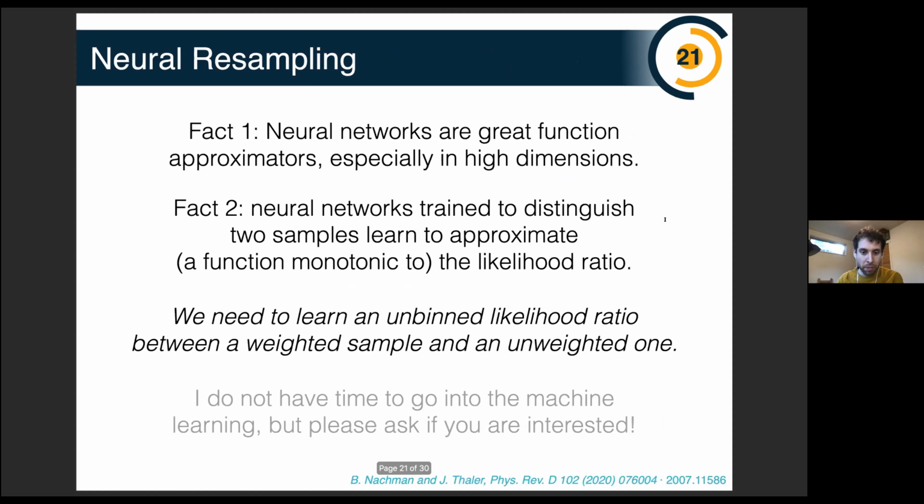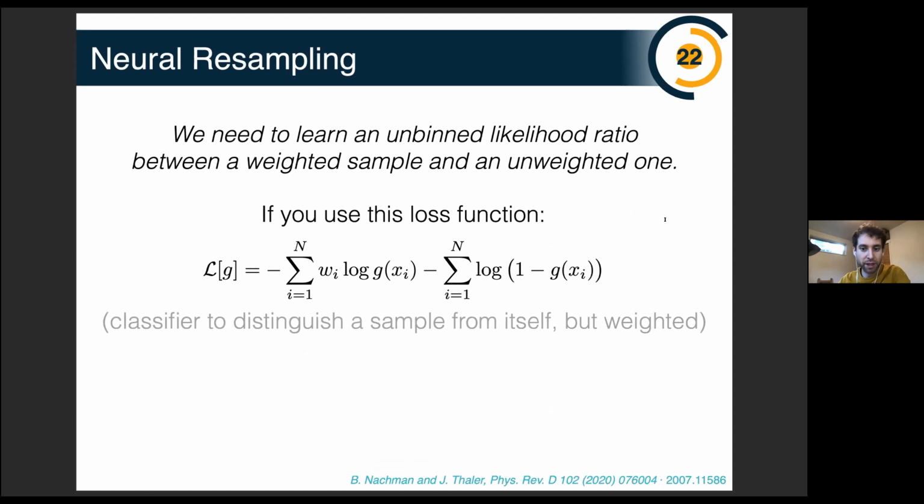And in this case, we basically want to learn an unbinned likelihood ratio to distinguish between a weighted sample and an unweighted one. Unfortunately, I don't have time to go into the machine learning details, but I'm very happy to discuss it later if you're interested. The very high level version is that you can use a very simple loss function. Here, G is a neural network, which is a function of the phase space X, and the idea is to train this as a classifier, using the binary cross entropy, which is one of the most standard loss functions.